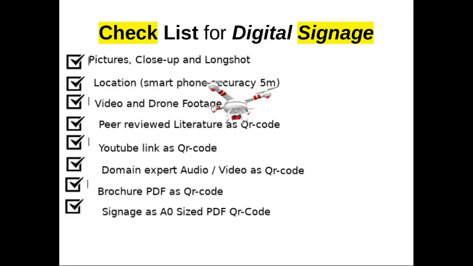So let us go to the checklist of digital signage. Pictures both close-up and long shot. Location with 5 meters accuracy from smartphones. Video and drone footage. Peer-reviewed literature QR coded. YouTube link QR coded. Domain experts audio and video QR coded. Because before even actually taking the tour, the geotourist can take a virtual tour with all this.